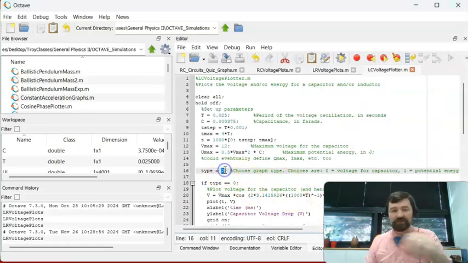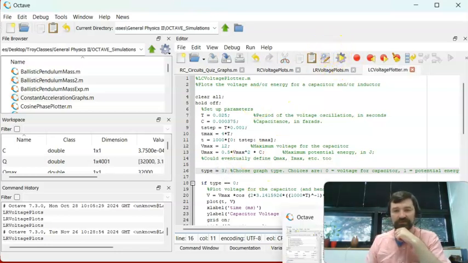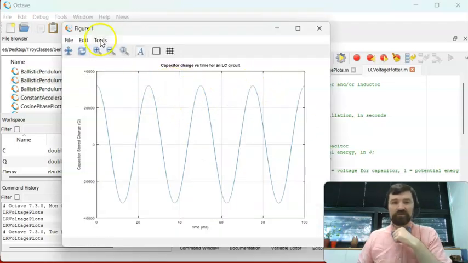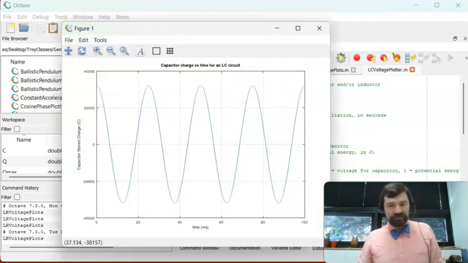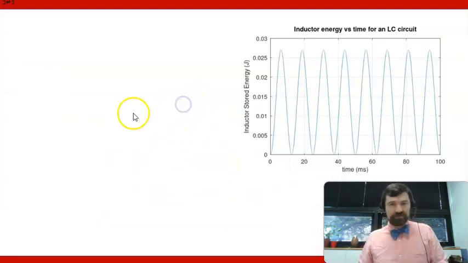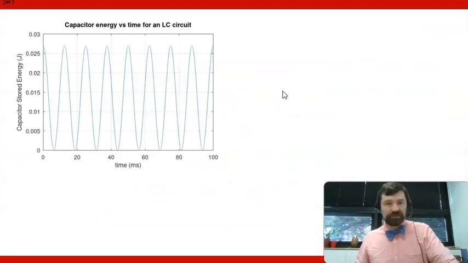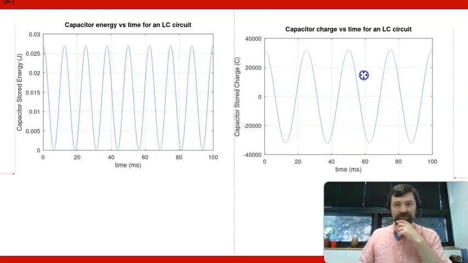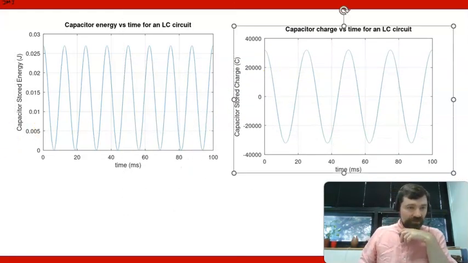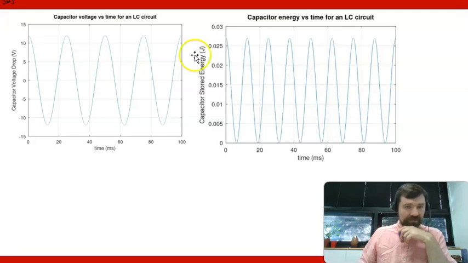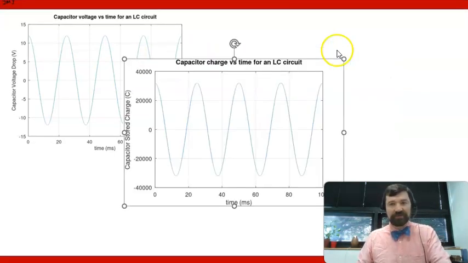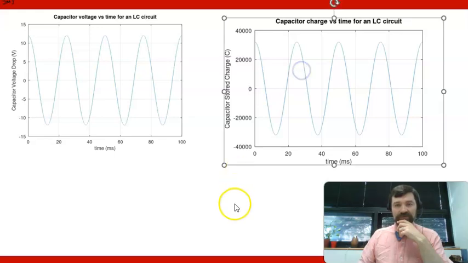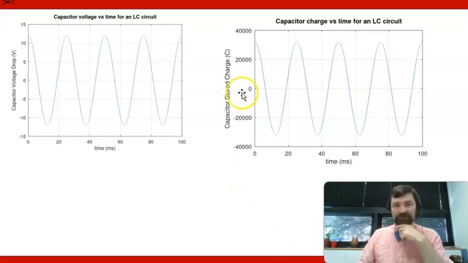So that would be type 3 for the charge. So copy that, go over here. I wanted to do charge, and I wanted to do energy for the capacitor. I also really wanted to do charge and voltage for the capacitor side by side. So we could look at those. And then I got a whole lot of charge apparently stored on this capacitor. I think it's supposed to be in millicoulombs.